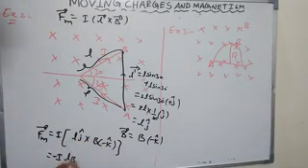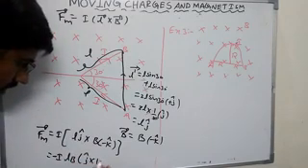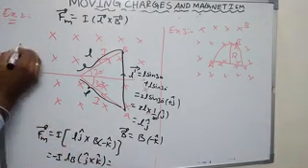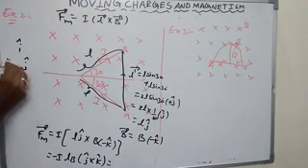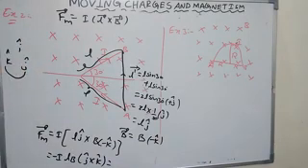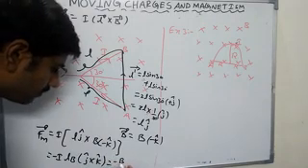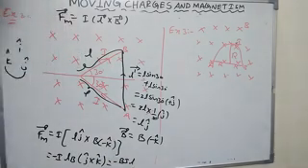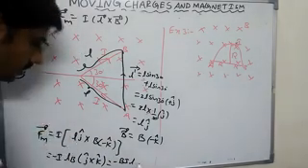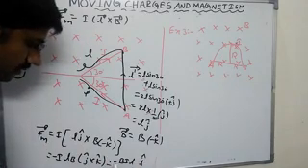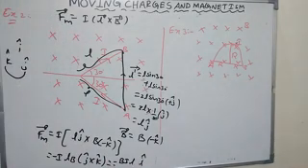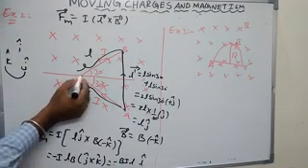Now j cap cross k cap. With i, j, k, j cap cross k cap is i cap. So the result is minus B I L i cap. Minus i cap tells the direction. Which direction? Negative x-axis. So the force is acting along which direction? Along the negative x-axis.